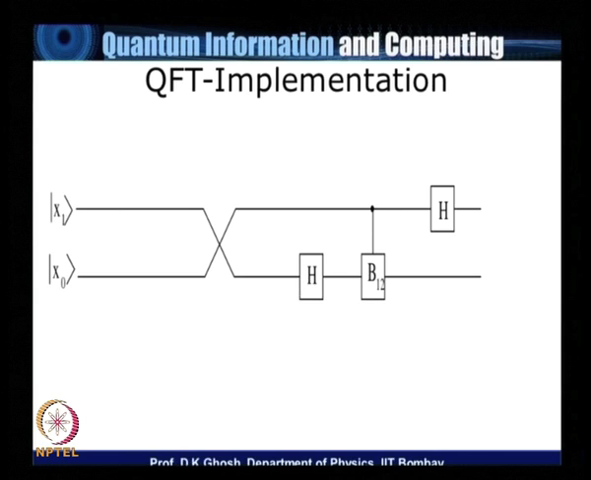Now, how does one implement such a thing? The way to implement this is this: we define what is known as a controlled BJK gate.